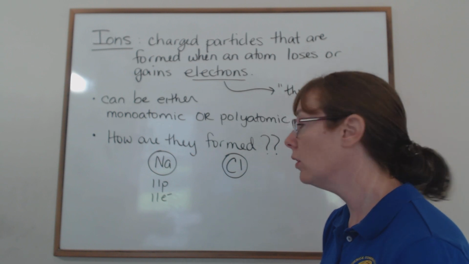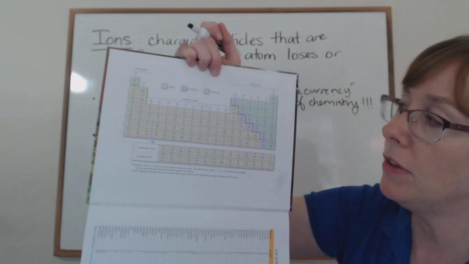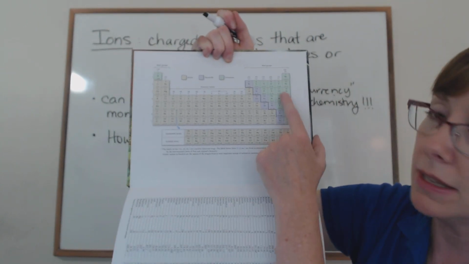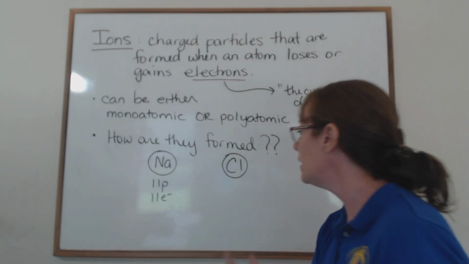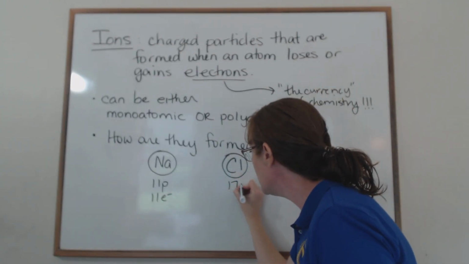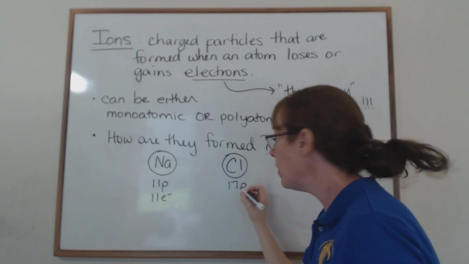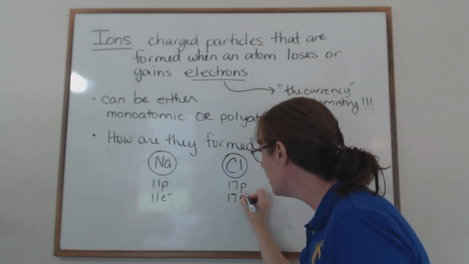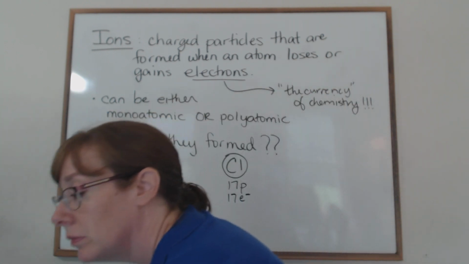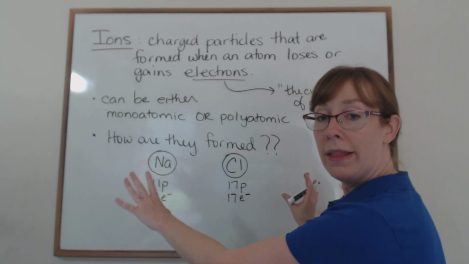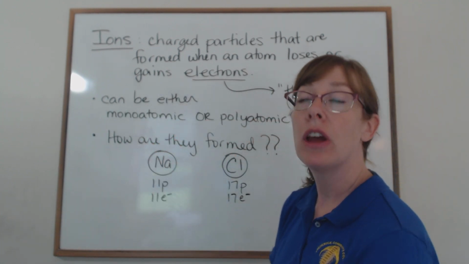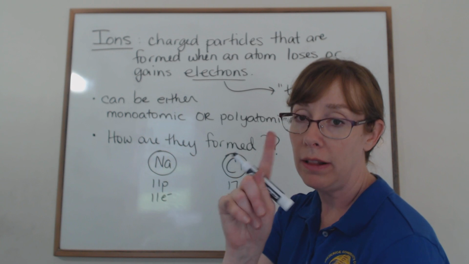Let's talk about chlorine. Chlorine, atomic number, see if you can find it over there on this side of the periodic table, 17. Chlorine has 17 protons. The chlorine atom will also have 17 electrons. Now, when these two atoms meet each other, there will be a transfer of one electron.